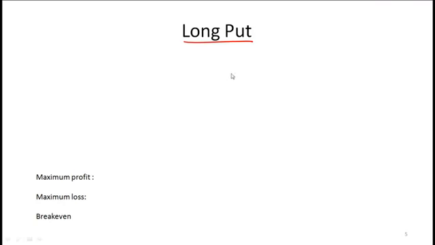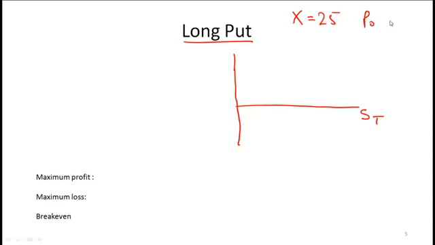Long put. So remember, a put is the right to sell. So the payoff for a long put is as follows. Again, let's just use some simple numbers. Let's say that we have a strike price of 25 and a put that you initially bought for $3. So the payoff diagram again is like what you've seen before. So this is the payoff for a long put.